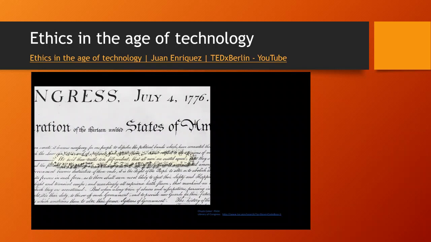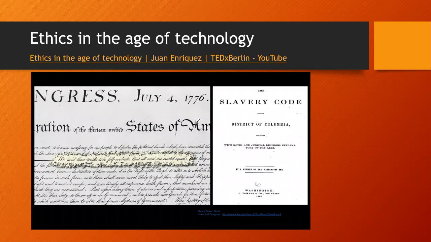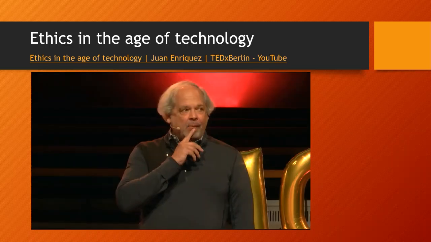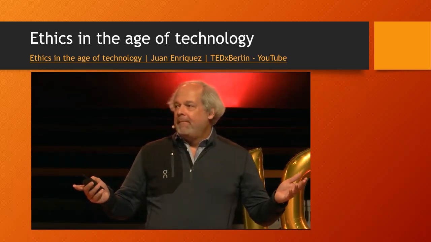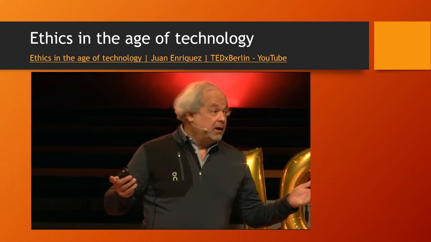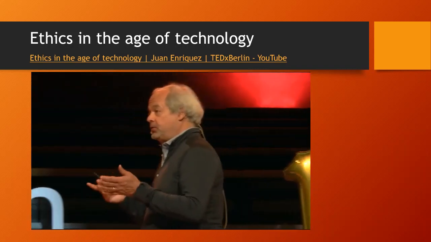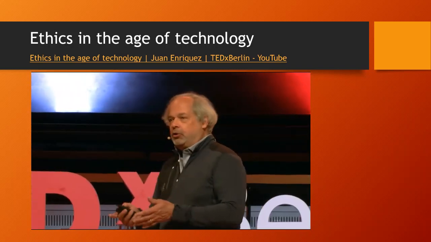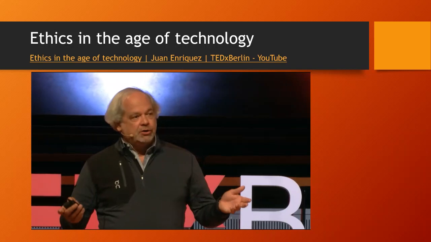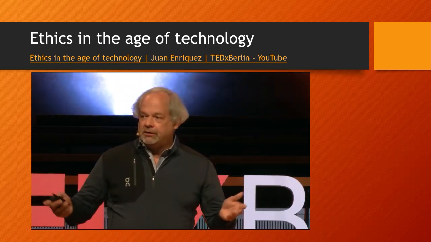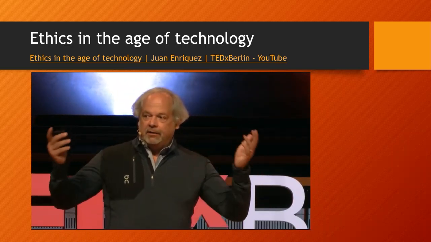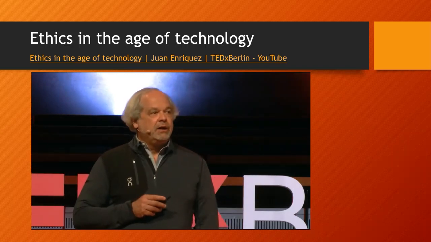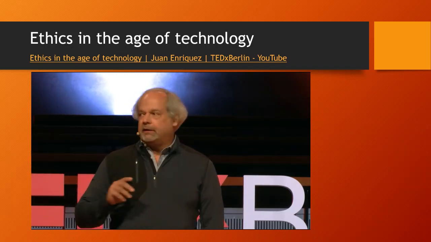Constitution, all men are created equal. DC slavery code, nope. Here's the way we keep slaves. Why didn't these people know? Well, then comes the question, who exactly was supposed to teach them? If you are Peter Jr., and you go to church, and you go to school, and you read the laws, and mama, and papa, and the holy book, and everybody else is telling you this is okay, who exactly is supposed to teach you ethics?